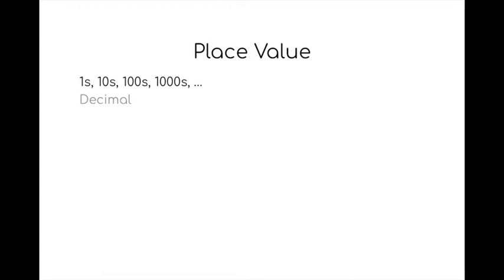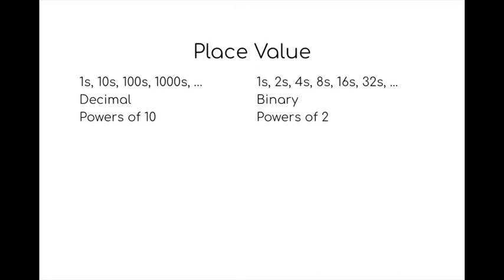Now let's talk about something called place value. You've probably learned this in early primary school. So it's just ones, tens, 100, 1,000. This is for decimal, and it has powers of 10 in it. We can do something similar for binary. So instead, we have 1s, 2s, 4s, 8s, 16s, 32s, since we have base 2 and we have powers of 2.